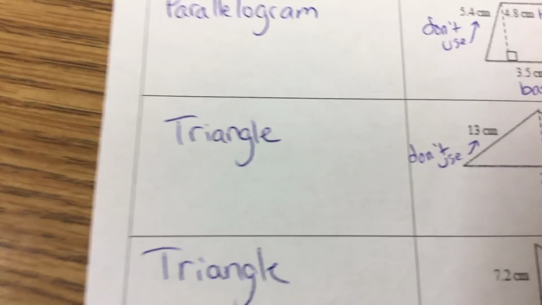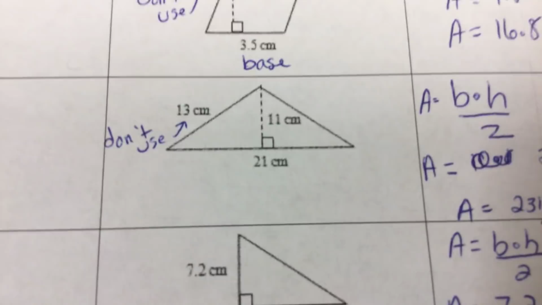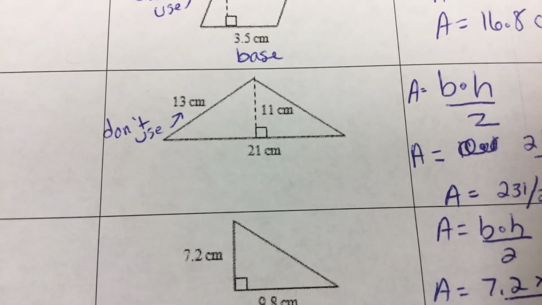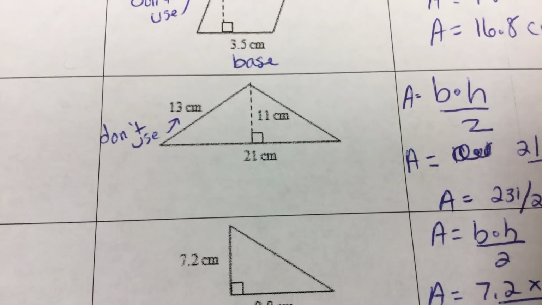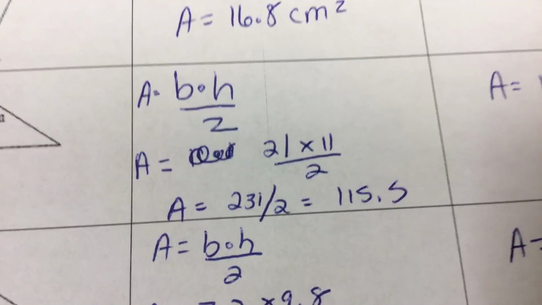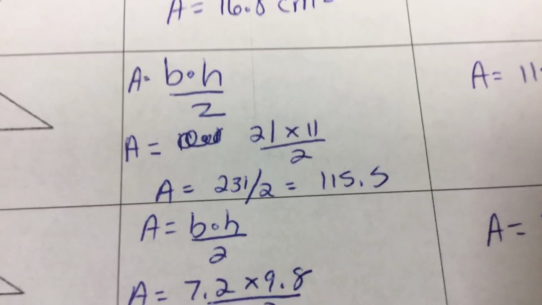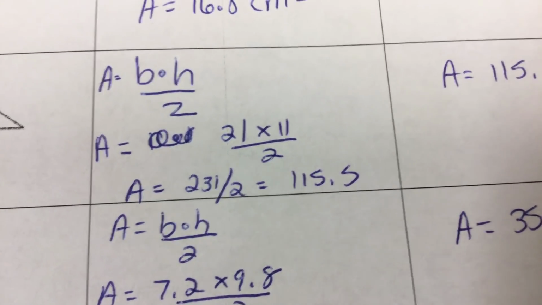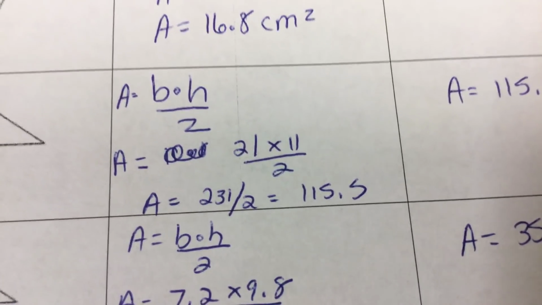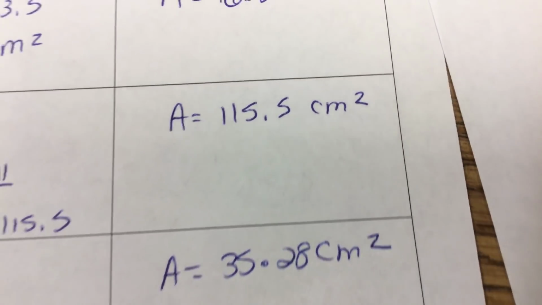Now, one more formula to go, triangles, which you should have done also in 6th grade. Look, a triangle has a slanted height. You don't use it. So you're going to use the 21 and 11, and it takes the formula of a rectangle, and it's base times height, but you divide it by 2 because a triangle is half of a rectangle. So here I have to do 21 times 11, which is 231, then divided by 2, which is 115.5. My area is 115.5 centimeters squared.